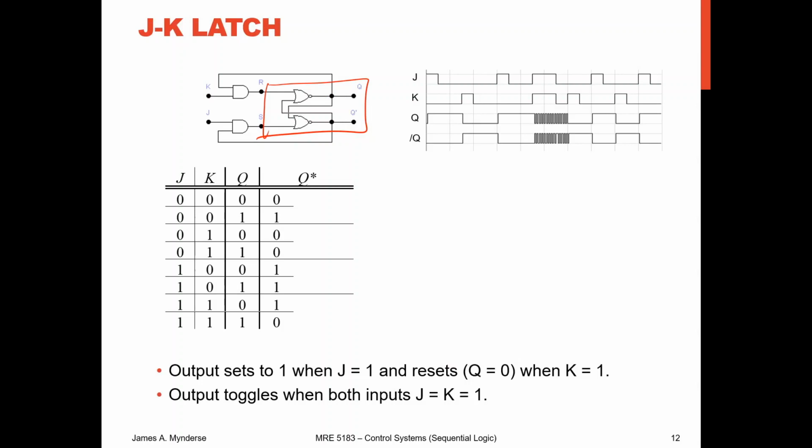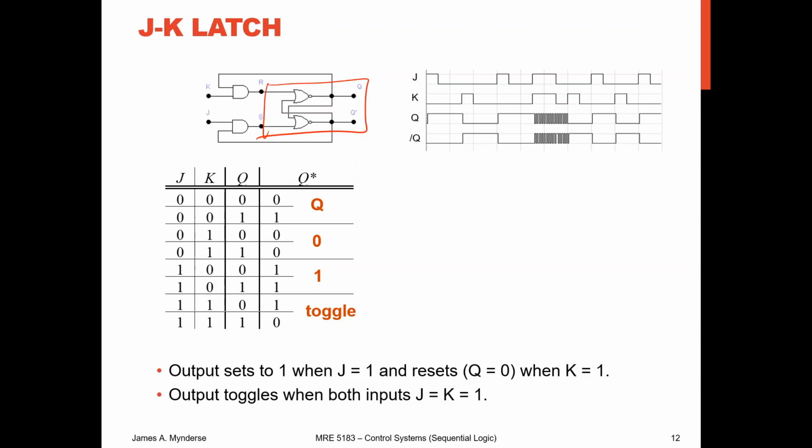And what you're going to see is that if J and K are 0, then just like before, our next state is the same as our current state. If J is 0 and K is 1, our next state is 0. If J is 1 and K is 0, our next state is 1. And if they're both high, then it's going to toggle back and forth very quickly, which is similar to our previous case.